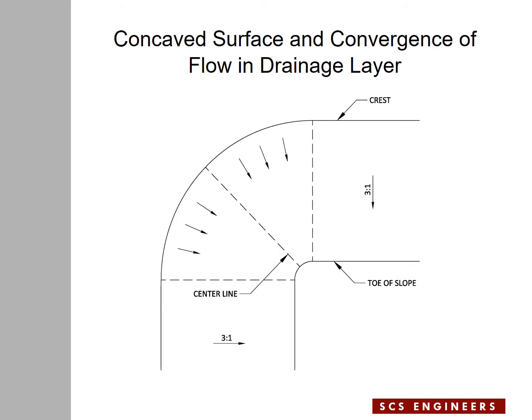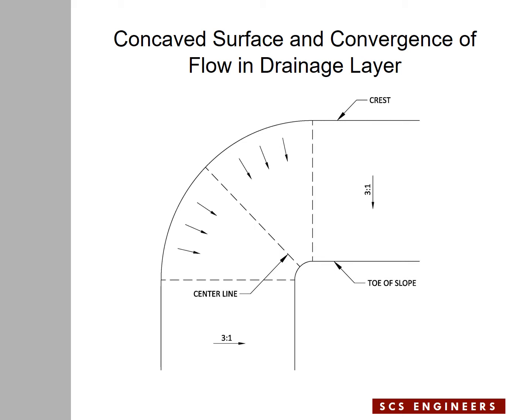This is a simple presentation of a concave surface. To the right side of the slide you have a 3-to-1 slope from the top of the landfill, which is the crest line, to the bottom of the slope. On the bottom side also you have a 3-to-1 slope from the crest line down to the toe of the slope. In between them there is a curved surface, which in this geometry is a concave surface. The two outer dashed lines represent the boundaries of the concave surface, and the middle line represents the center line of the concave surface.